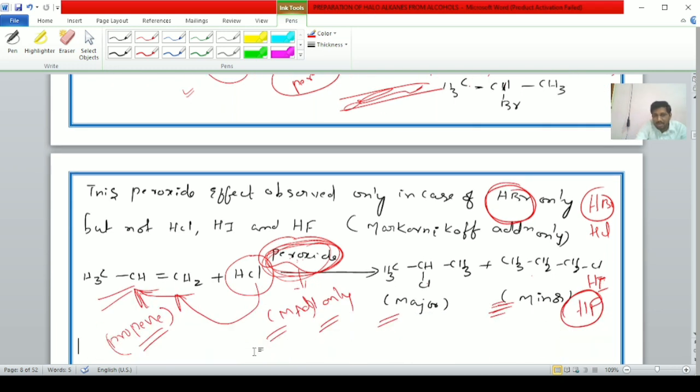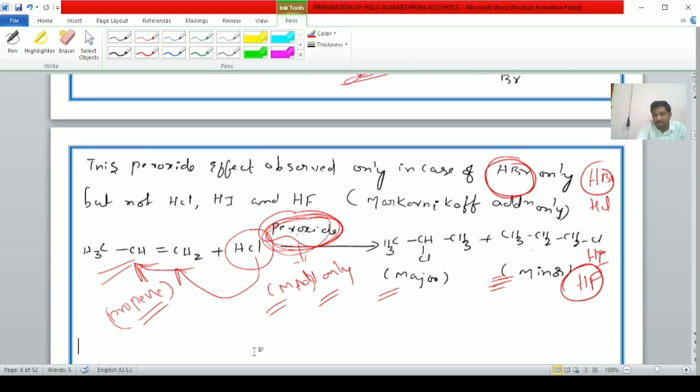This peroxide effect is observed only in the case of hydrogen bromide, but not in the case of HCl, hydrogen iodide and hydrofluoric acid. In the case of these three, that is HCl, HI and HF, Markovnikov addition takes place, in the presence or absence of peroxide. But in the case of HBr, in the absence of peroxide Markovnikov addition, in the presence of peroxide anti-Markovnikov addition will take place. This was already discussed in your first PC also, student.